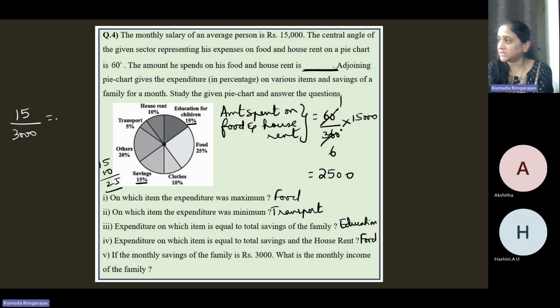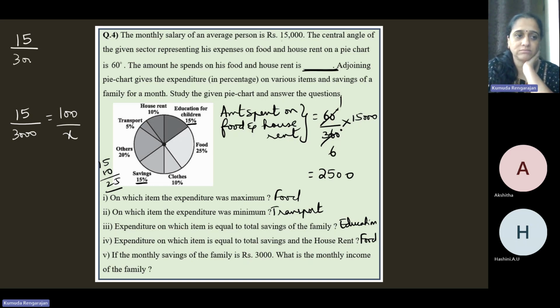Monthly income, what will be the percentage? 100%, no. By X. You must construct the proportion. See, 15% is what? Savings. And what is savings? 3,000. So what have you written in the numerator? Savings percentage. In the denominator, savings in rupees.